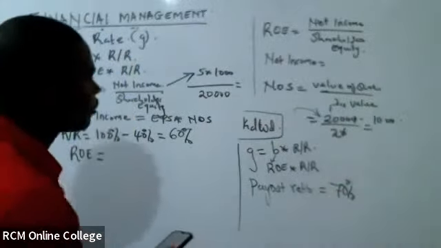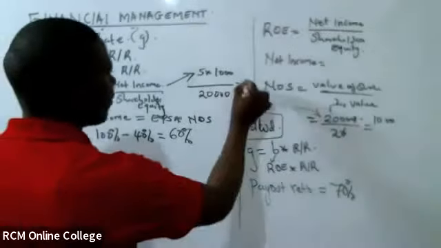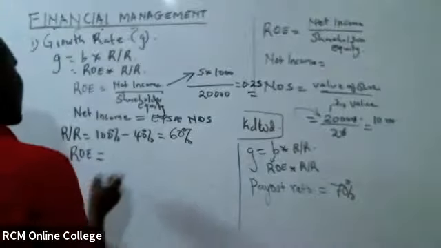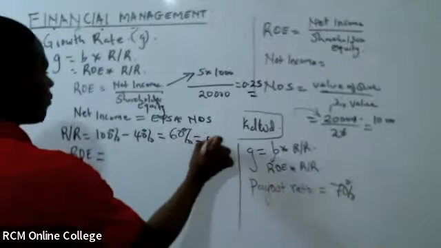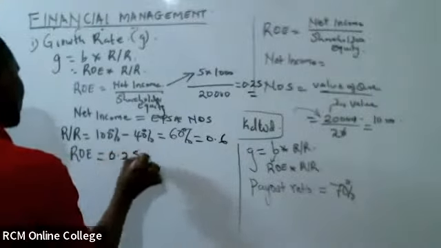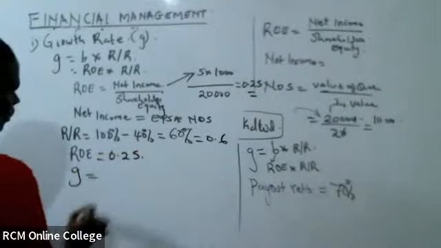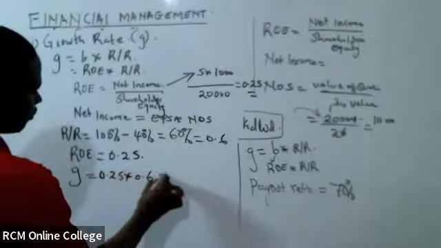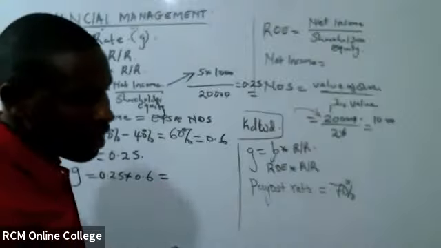So people are giving me 0.25. So now we have our ROI, and we have our retention ratio, which is equivalent to 0.6. So our ROI is 0.25, and I can get a growth rate. The growth rate will be 0.25 times 0.6. That will be our growth now.